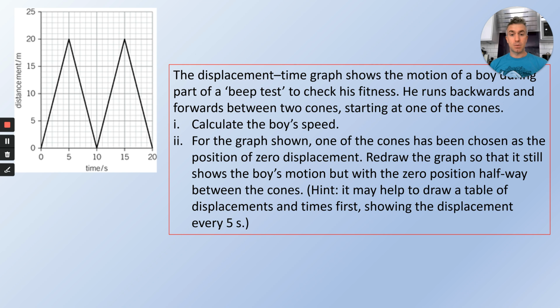And the last one, different axes. Look at this one. This axis is displacement, not distance. So we're looking at a velocity, time in seconds. The displacement time graph for the motion of a boy doing the bleep test to check his fitness. He runs backwards and forwards between two cones, starting at one of the cones. Calculate the boy's speed. For the graph shown, one of the cones has been chosen as a position of 0. Redraw the graph so that it still shows the boy's motion, but with 0 halfway through. And it says redraw, just sketch.